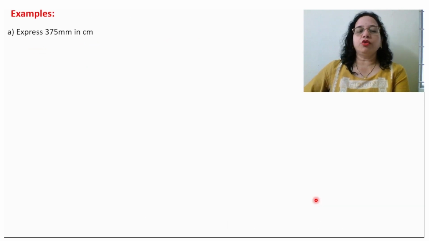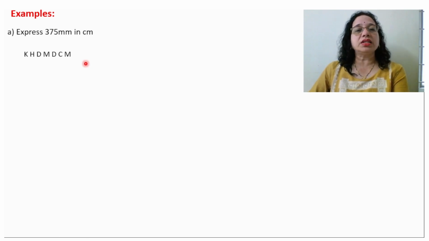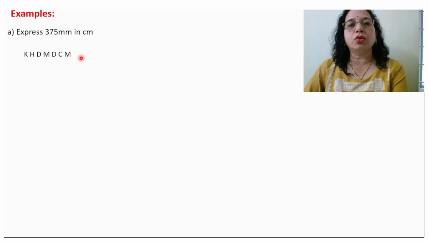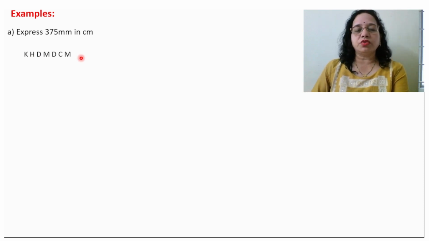Take a few examples. Convert this 375 millimeter into centimeter. So every time we are not going to write the full sentence, we will read the sentence and write down only the first capital letter. So Kiran had drawn many different colorful masks. Recite the whole sentence and just write down the first capital letter.